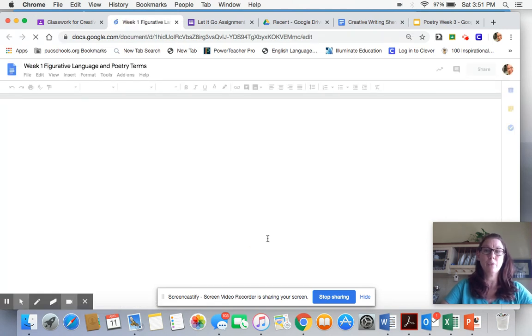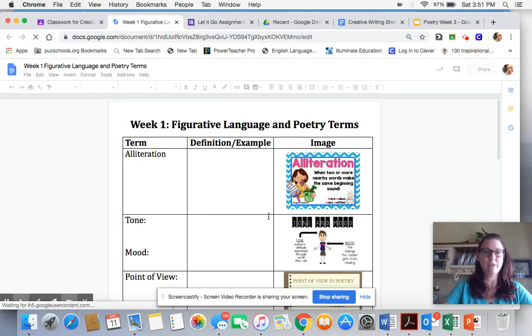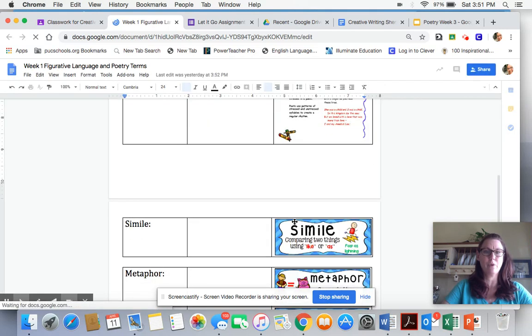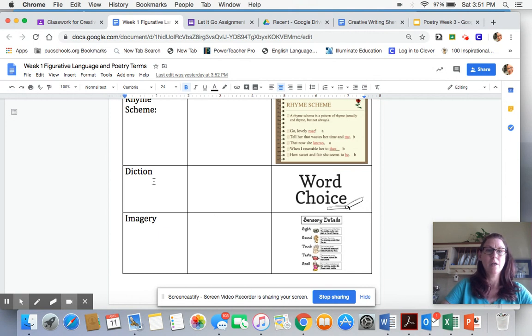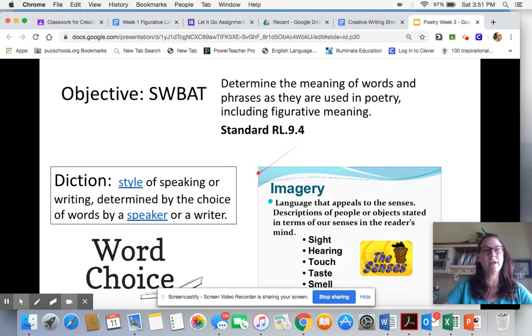And if you'll recall, last time we met, we filled in all of our terms for the first week except the last 2. So go ahead and scroll down. We're going to now add diction and imagery. Those are the 2 words we're going to focus on for today's lesson. So going back to our slide, let's talk about diction.